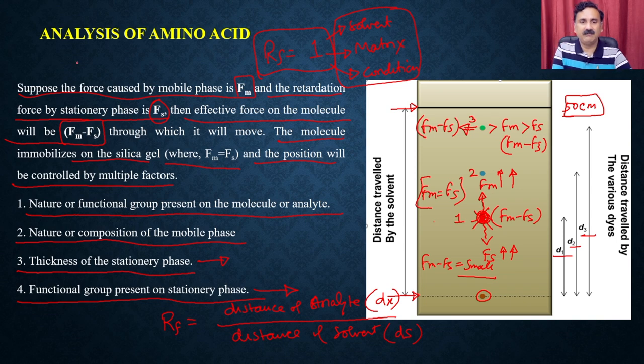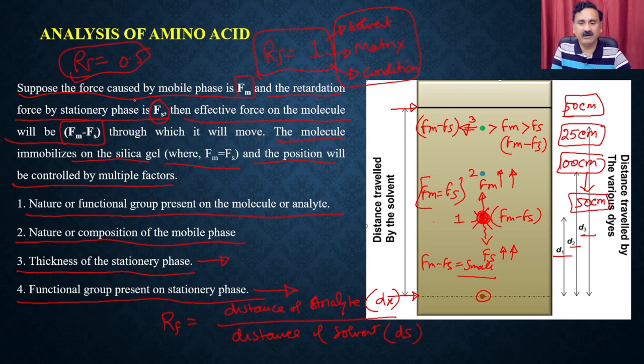For example, if I have an RF value of 0.5 and I run it for 50 centimeter, the spot is going to be formed at 25 centimeter. If I run it for 100 centimeter, then the spot is going to be formed at 50 centimeter, because it is going to maintain the ratio of RF equal to 0.5.